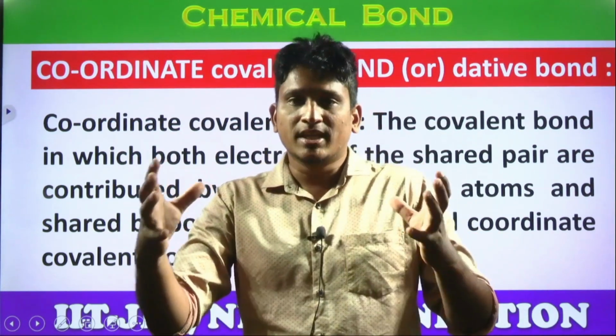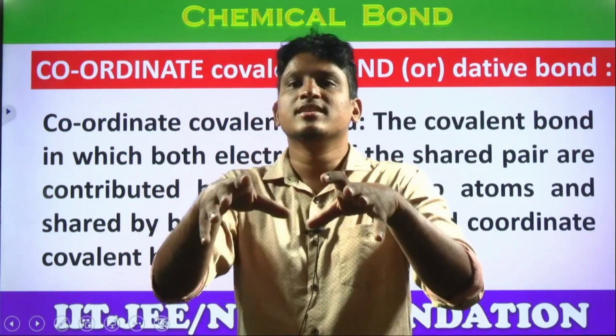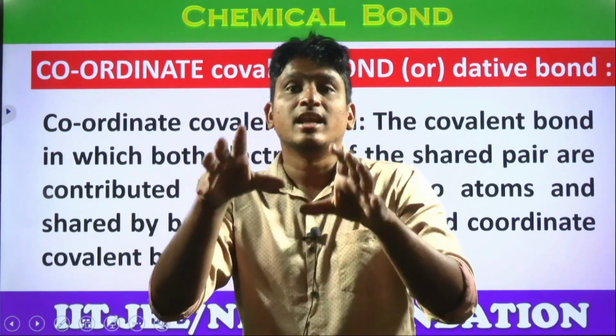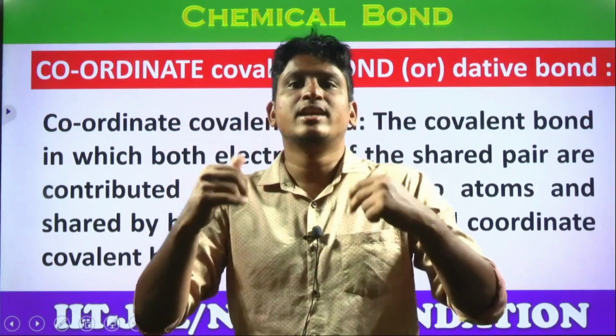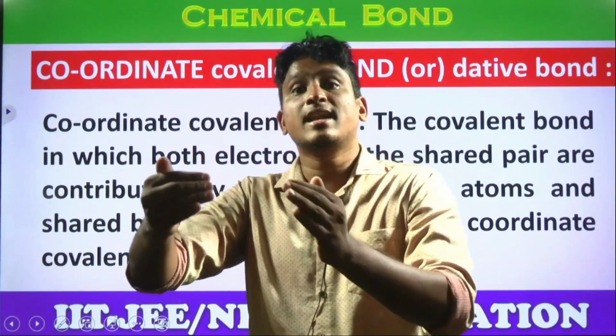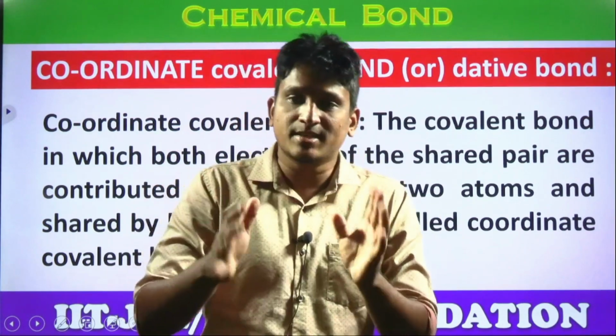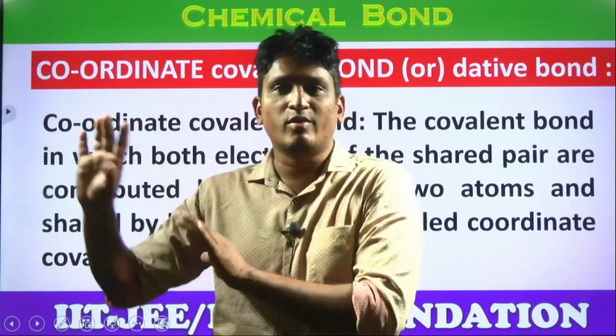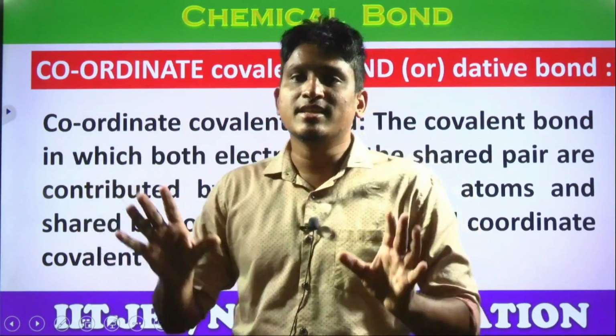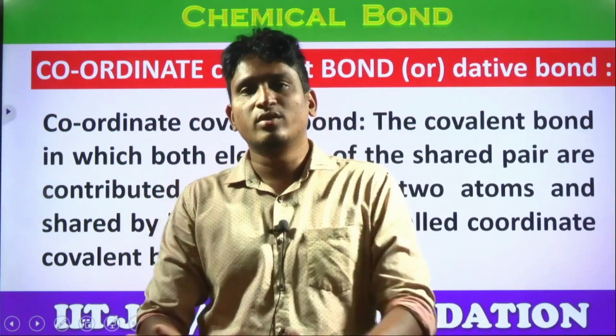That means between the combining elements, only one atom is providing both the sharing pair. That means one atom acts like a donor, the other atom acts like an acceptor. Donor means is it losing? No. Acceptor means is it gaining? No. It is not a coordinate ionic bond. Ultimately, this is a coordinate covalent bond only.